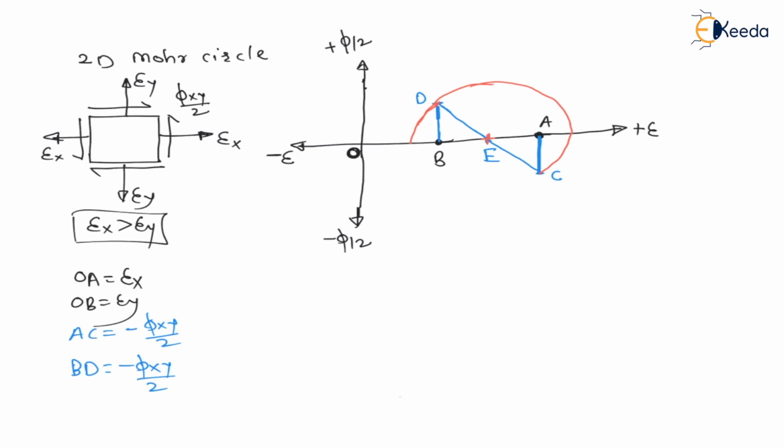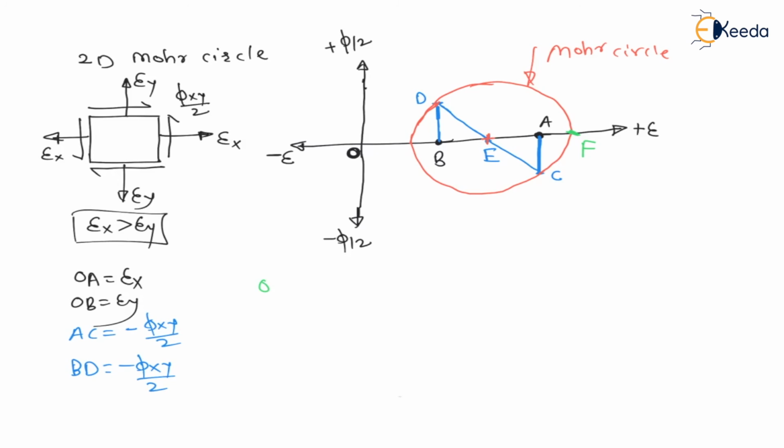And this circle is called Mohr circle for strain analysis. Now on this circle, the right extreme point on the horizontal axis, let us say it is F.